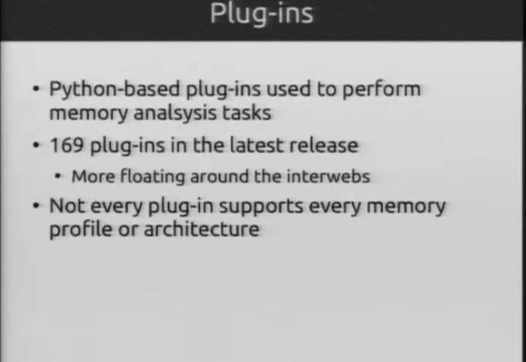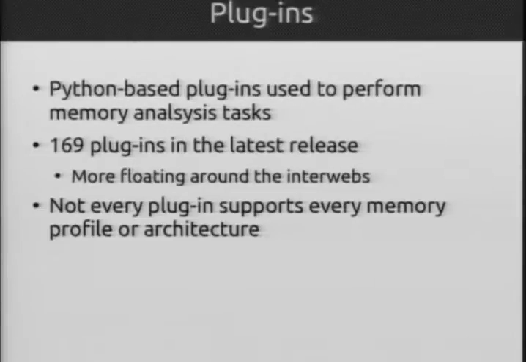The plugins are Python-based plugins that are used to perform the memory analysis tasks. The way Volatility works, and we'll see this in a couple minutes, is that when you run it, you give it a plugin to run. And each plugin does one thing. It's either going to pull out process information, or networking information, or handles, or dump a process from memory onto disk, and so on. So each plugin does one thing, but it does it very, very well.